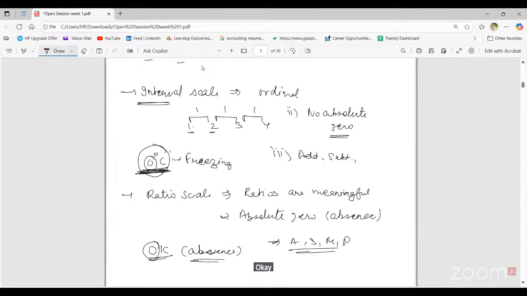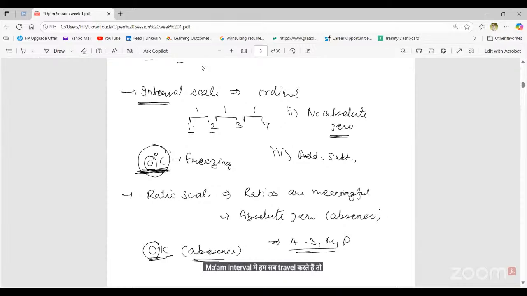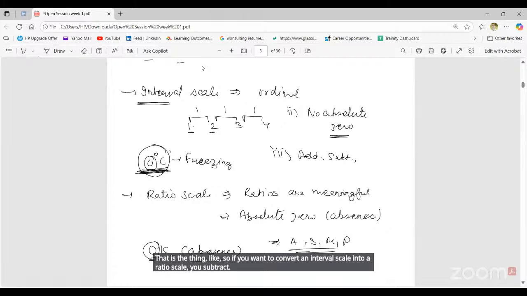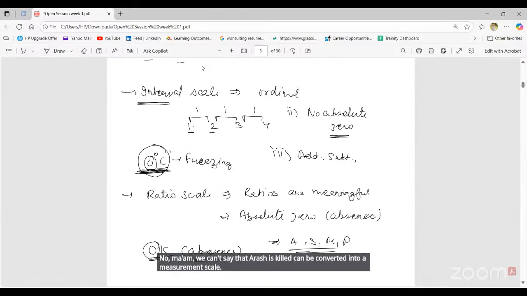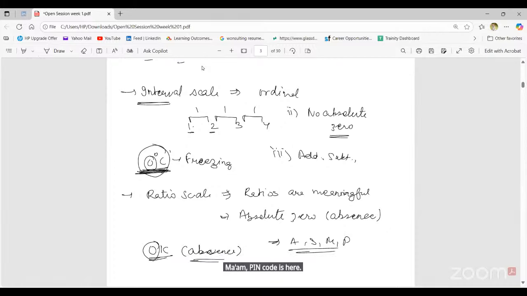If we subtract in an interval scale, the value comes to zero, so what is its meaning? That is the thing, if you want to convert an interval scale into a ratio scale, you subtract. Ratio scale can be an interval scale. No, ma'am, we can't say that a ratio scale can be converted into a measurement scale. Ma'am, pin code is a nominal scale, ma'am.